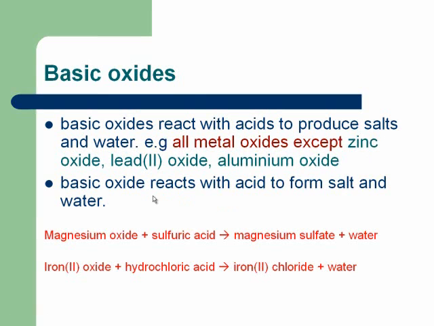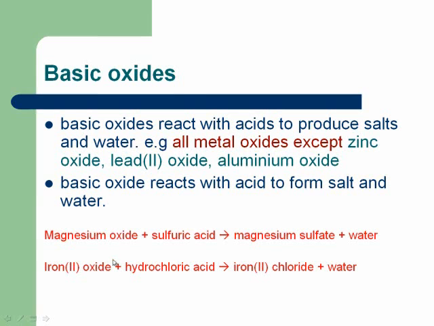A basic oxide doesn't react with alkalis to form salt and water. It doesn't react with alkalis at all. So that's the difference between basic oxide and amphoteric oxide. An amphoteric oxide can react with acid and can react with alkali, but a basic oxide reacts with acid only.